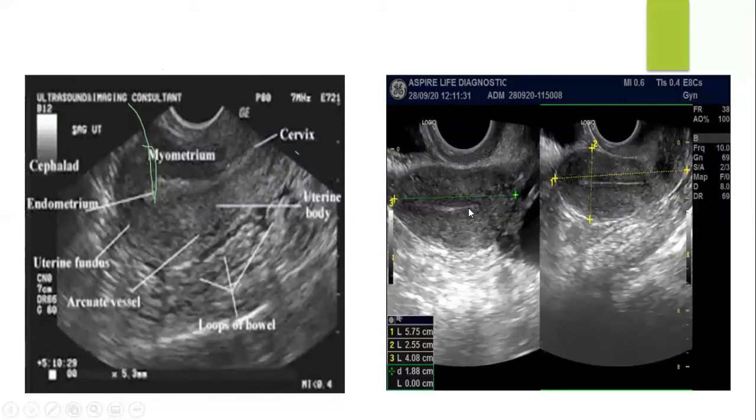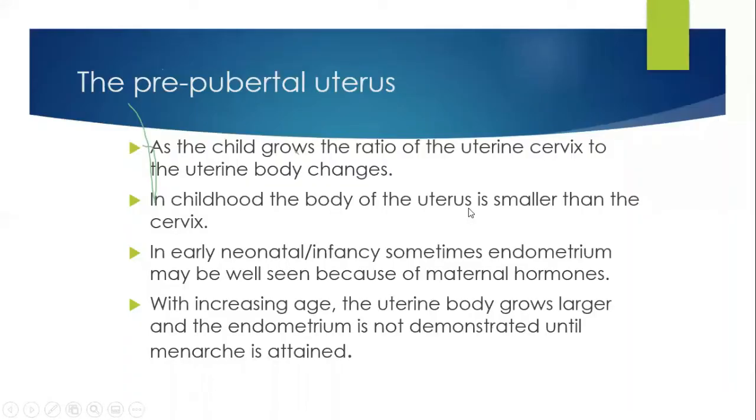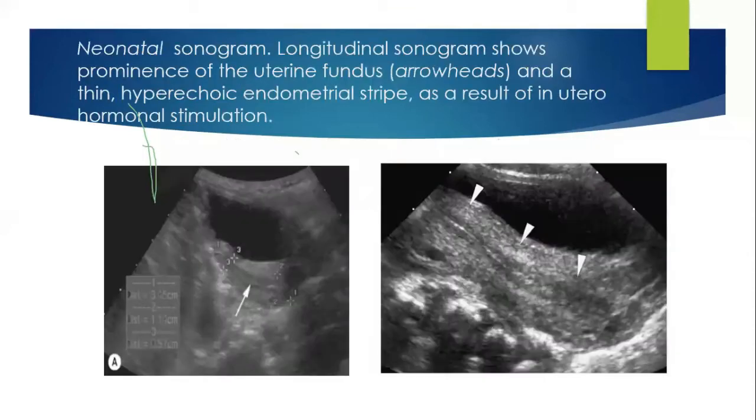Okay, so length, breadth, and depth measurement can be done better on the transvaginal scan. So a word about prepubertal uterus size. Remember this: when the child is born, the cervix is larger than the body. It's inverted. Up till now, we've been seeing that the fundus is larger and the cervix is smaller, but in small babies, it is the opposite.